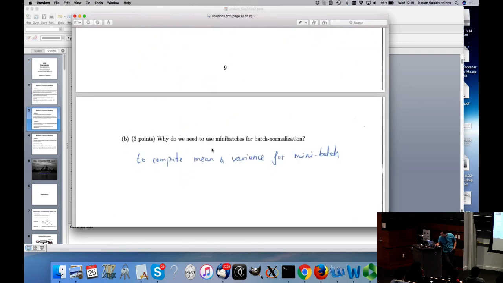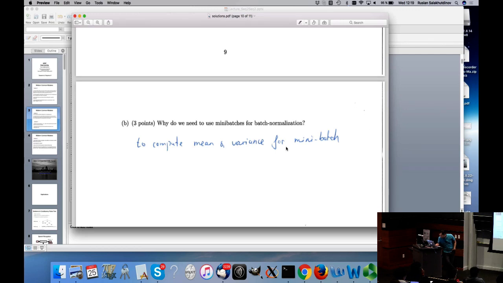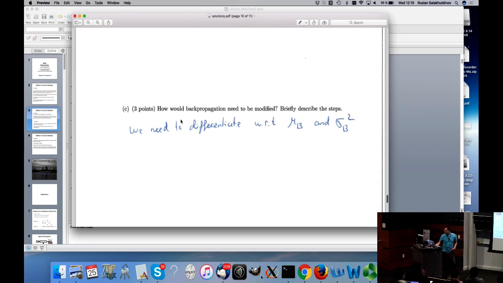Now, people were asking, why do we need mini batches for batch normalization? As long as you can say that in many cases, you need to use mini batches to compute mean and variance. You can't really use one example, there's no mean and variance. So that's why people are working with mini batches. As long as you give a simple sentence like this, they should be fine.